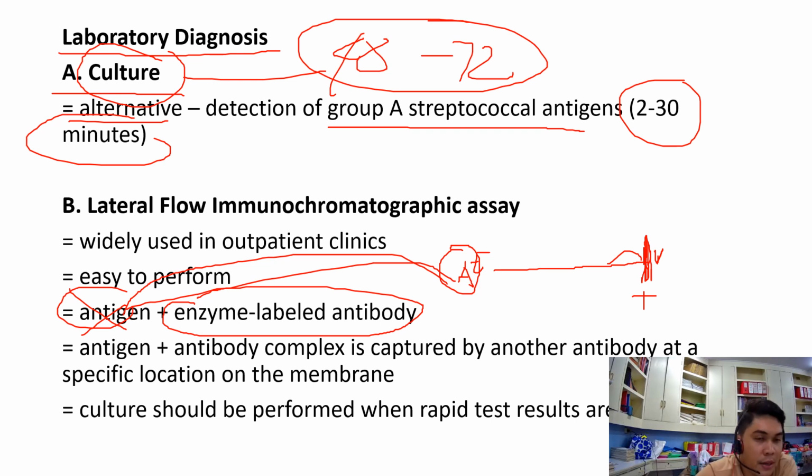Next, the antigen-antibody complex is captured by another antibody at a specific location in the membrane, and culture should be performed when rapid test results are negative. Okay, so the purpose of culture is confirmation.